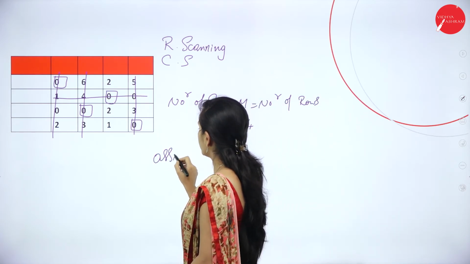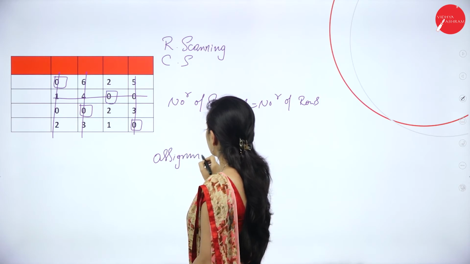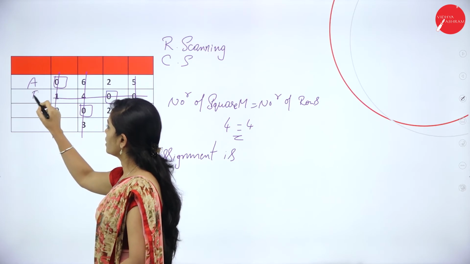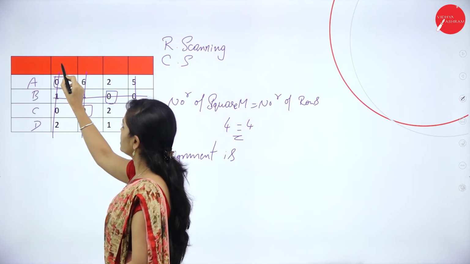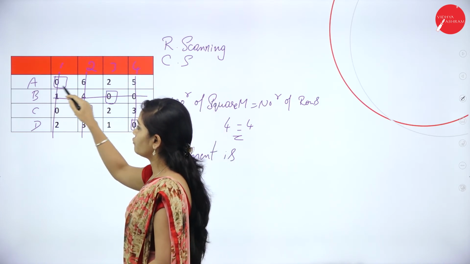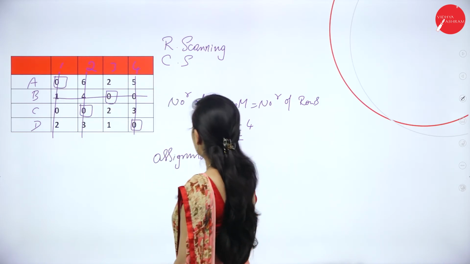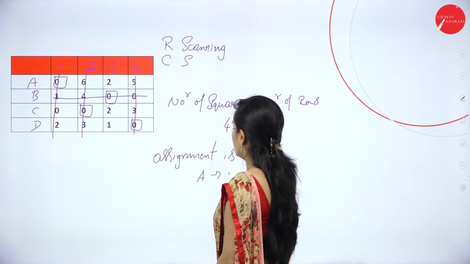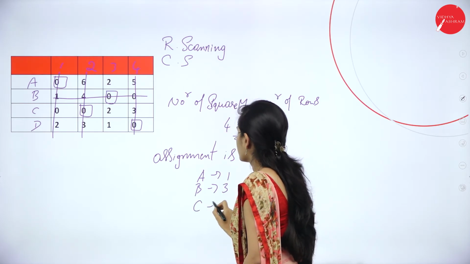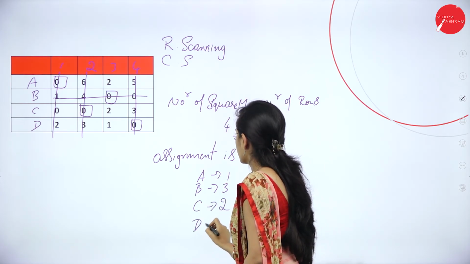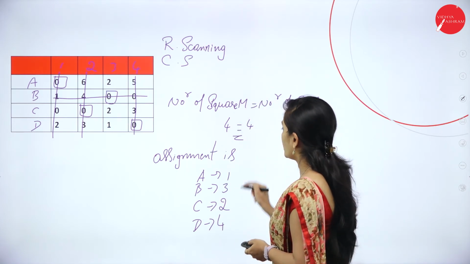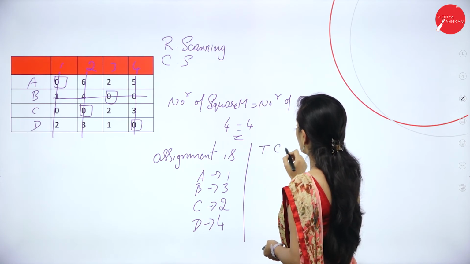The assignment is, so these are A, B, C, D and this is 1, 2, 3, 4. So A, in the first row, A is assigned to the first value. So A 1, B 3 and C 2, D 4. So I have assigned the zeros here. So now you can find the total cost.